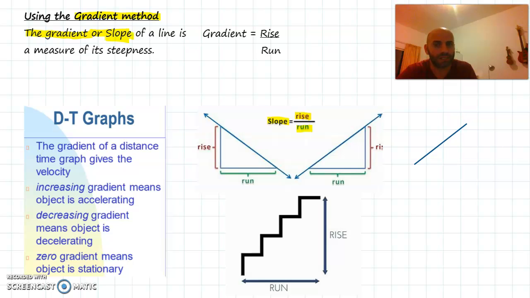It's also known as the slope of a line, which is basically a measure of how steep it is. It's a measure of its steepness. And we've got a formula for it. The gradient is equal to the rise divided by the run. Okay, I'll explain what that means in a second.